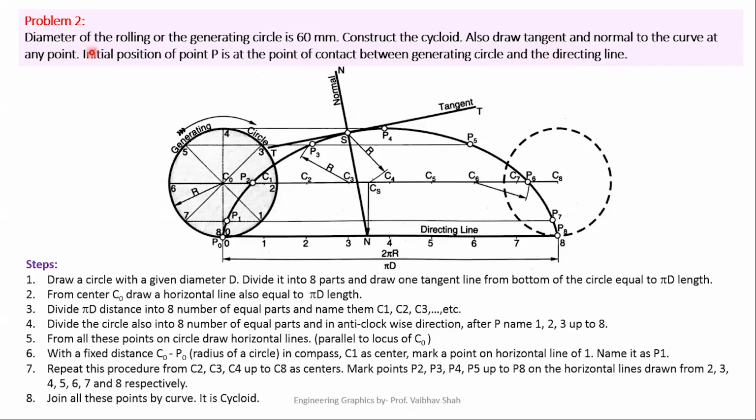So here, diameter of rolling or generating circle is given, which is 60 mm. The generating or rolling circle is nothing but our circle which will rotate on the straight line path. So this is our generating circle, or you can call it our rolling circle. Now the diameter is given as 60 mm, so it is obvious that the radius would be 30 mm. So we will be using a fixed radius of 30 mm throughout the example.